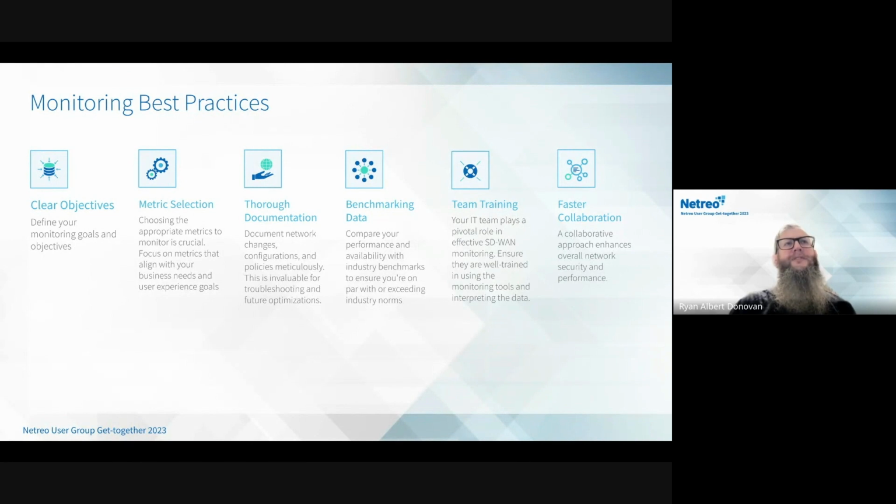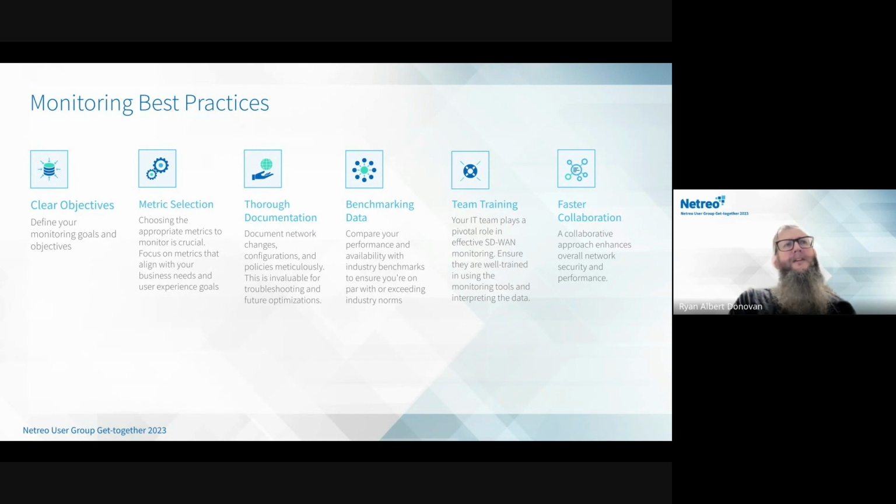First and foremost, start with clear objectives. Define your monitoring goals and objectives. What are you trying to achieve with your SD-WAN monitoring strategy? Next, select the right metrics. Choosing the appropriate metrics to monitor is crucial. Focus on metrics that align with your business needs and your user experience goals.